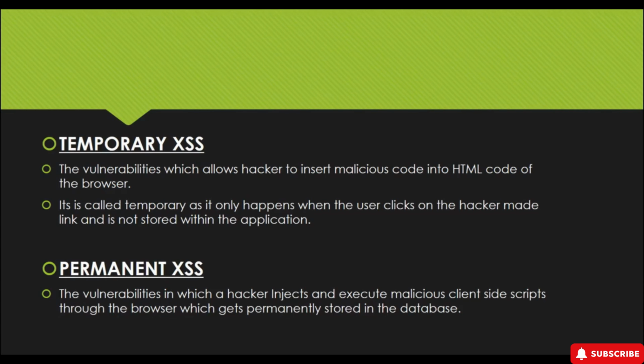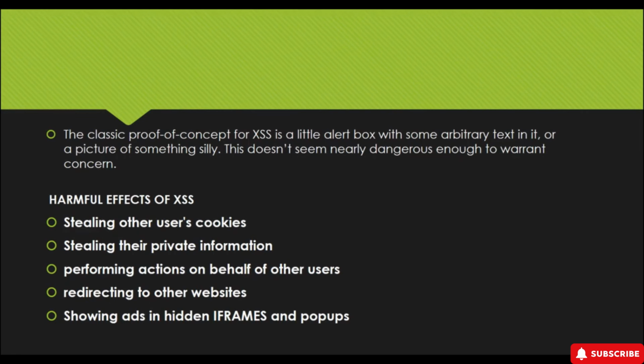Okay, now you must be wondering, even after finding an XSS vulnerability, how we are going to identify it. So the classic proof of concept for XSS is a little alert box with some arbitrary text in it or a picture of something silly. This doesn't seem nearly dangerous enough to warrant concern. What are the harmful effects of XSS? Stealing other users' cookies, stealing their private information, performing actions on behalf of other users, redirecting to other websites, showing ads in hidden iframes and pop-ups. These are a few of the harmful effects which can happen due to XSS.